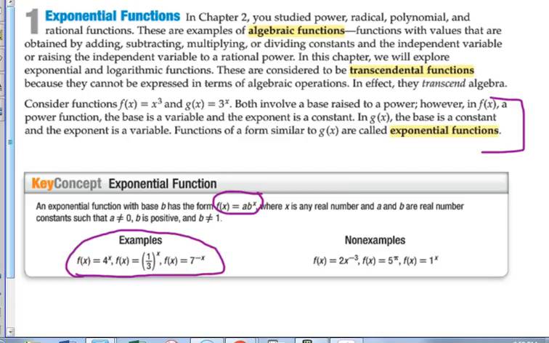I put this slide on here because it makes us sound really smart. It says in chapter 2 we studied power, radical, polynomial, and rational functions. I feel smart already. Okay. Then it says these are examples of algebraic functions. And it goes on to say we are going to explore exponential and logarithmic functions this chapter. These are considered to be transcendental functions because they cannot be expressed in terms of algebraic operations. In other words, they transcend algebra. So we're studying transcendental algebra now.